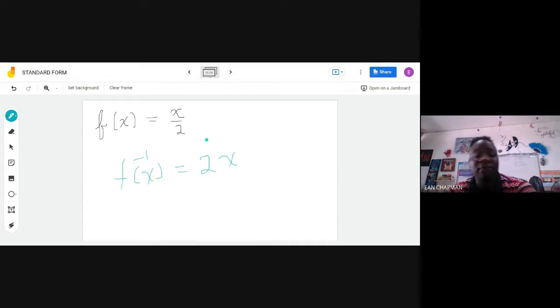Remember that when you're finding the inverse of a function, we change the f of x to y, then we interchange the y with the x, solve for y, and then once we solve for y, we change that y back into f of x.